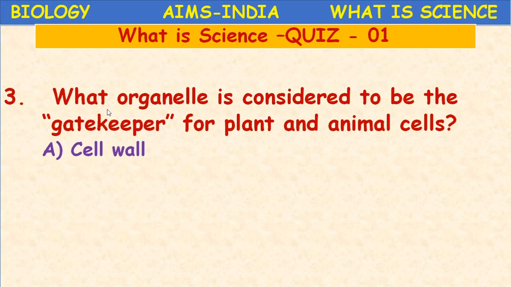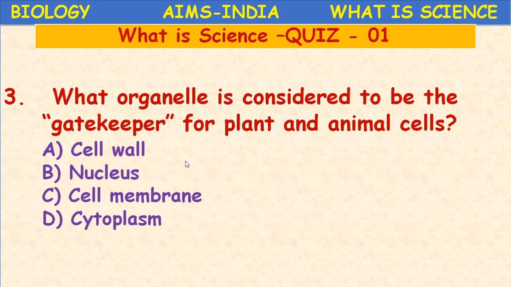Next question. What organelle is considered to be the gatekeeper for plant and animal cells? Cell wall, nucleus, cell membrane, cytoplasm. Yes, cell membrane. As we studied, it is a selectively permeable membrane. It allows only the substances which are required to pass through it. It does not give permission to every particle or substance to pass through it. So that's why it acts like a gatekeeper.